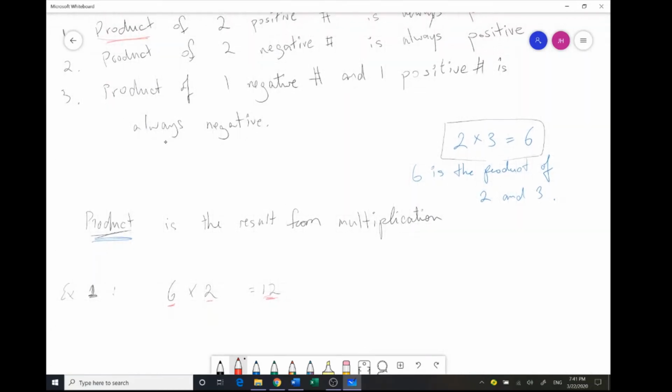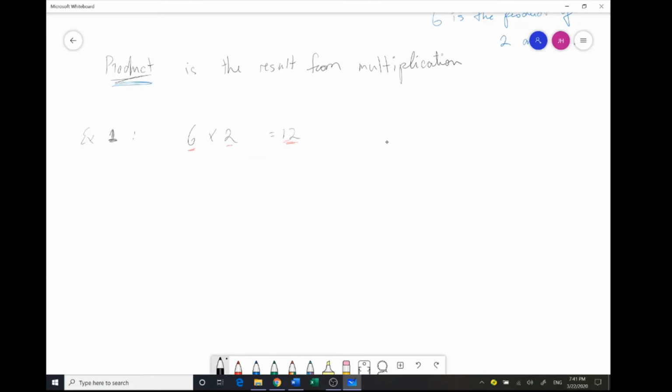Principle number 2 says the product of 2 negative numbers is always positive. So that's what we mean by it. Let's say I have negative 3 times negative 4. The product, which is the final answer coming from the multiplication of 2 negative numbers, is always positive. So negative 3 times negative 4 will also end up with positive 12.